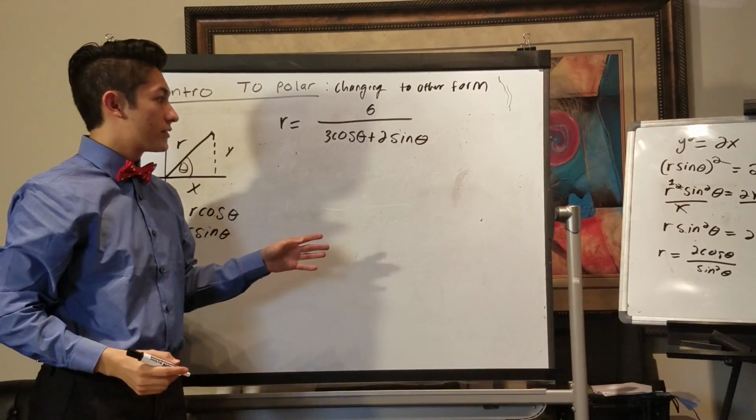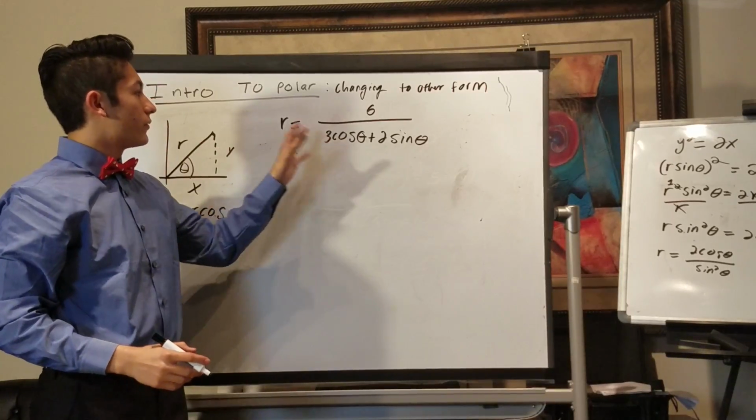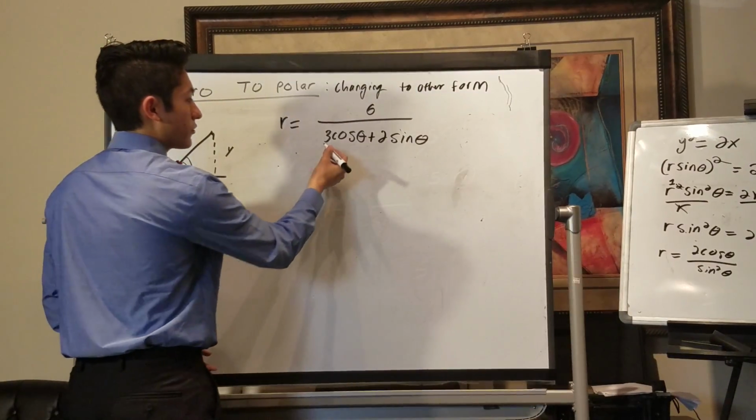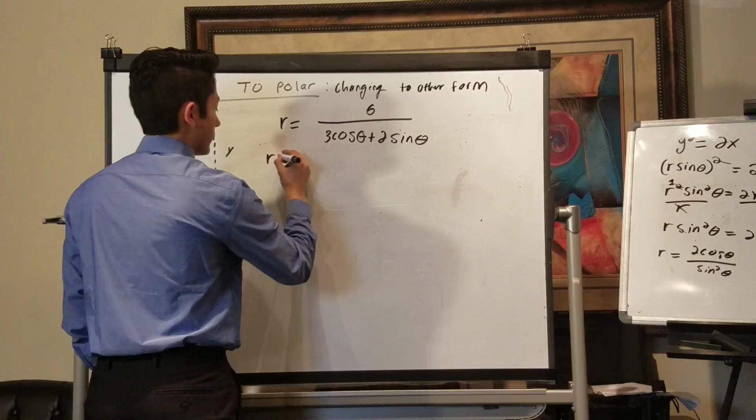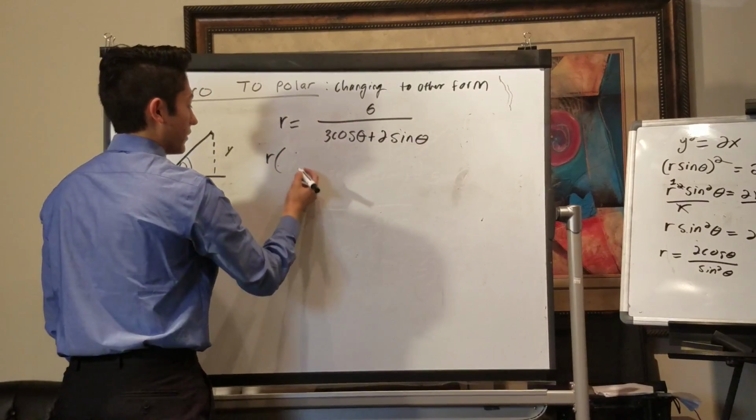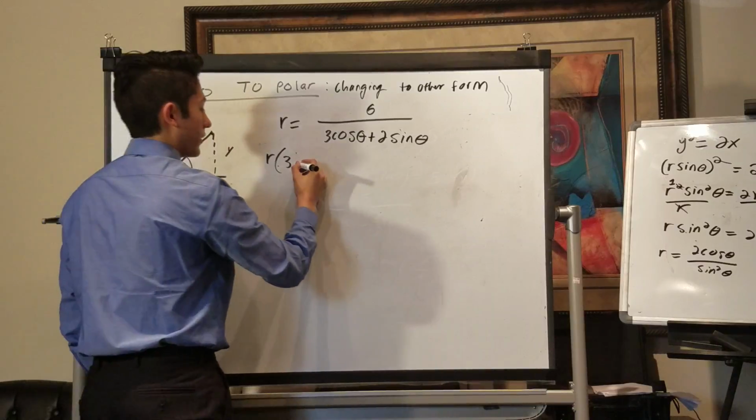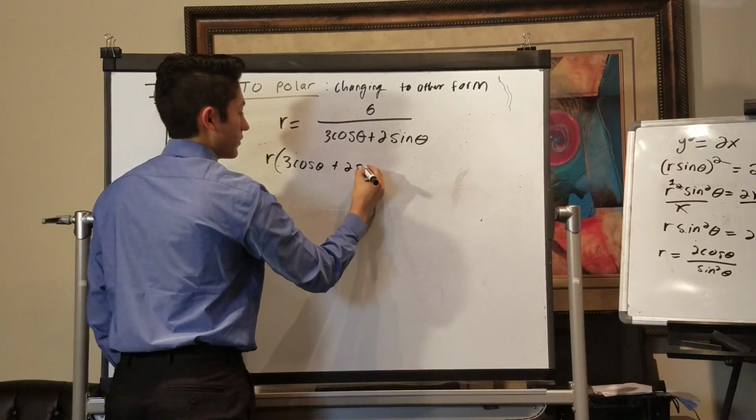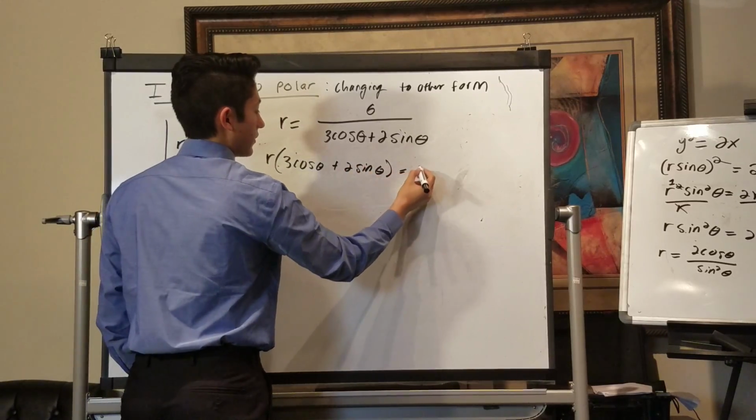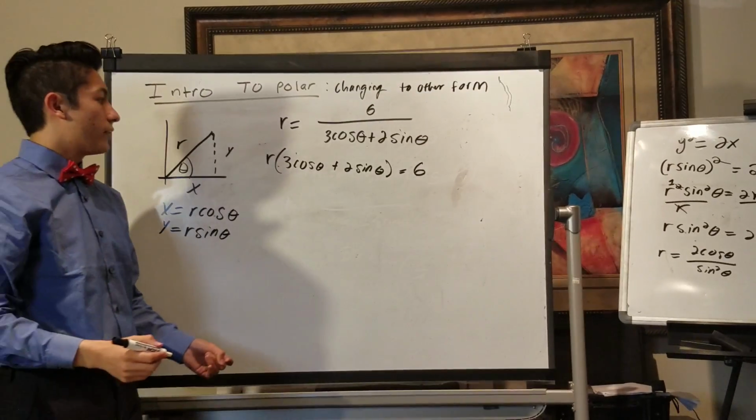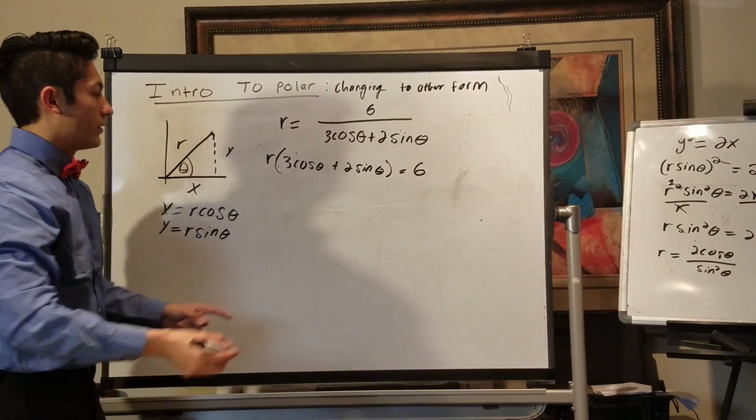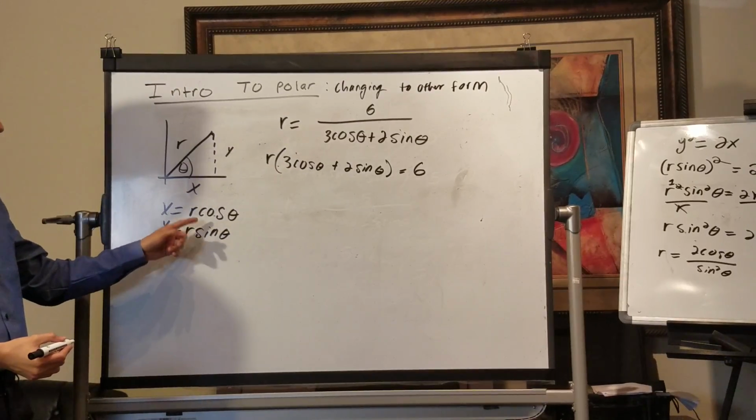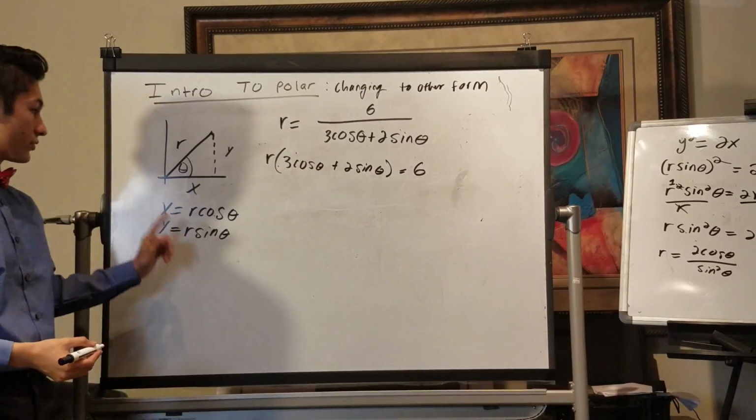Now it looks intimidating at first, but we know what we need to do. We need to get rid of this fraction and then see where we can go from there. So let's cross multiply and put this denominator on the left side: r times the quantity 3 cosine theta plus 2 sine theta is equal to 6. Now, we know that r cosine theta is equal to x and r sine theta is equal to y.